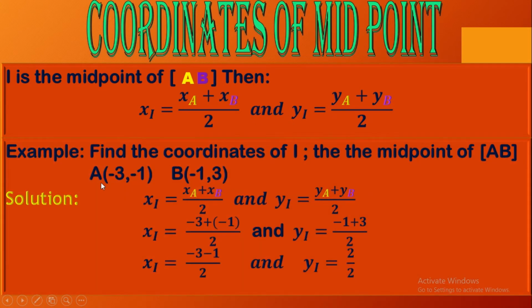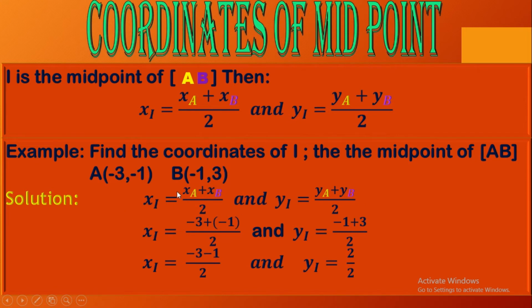If we have the points A of coordinates (-3, -1) and B of coordinates (-1, 3), we want to find the coordinates of I, the midpoint of the segment AB. How to solve it? We start directly. I is the midpoint, then xI equals what? (xA plus xB) over 2. It's the midpoint of AB. We say xI is (xA plus xB) over 2. yI is (yA plus yB) over 2. We just start by the rules.